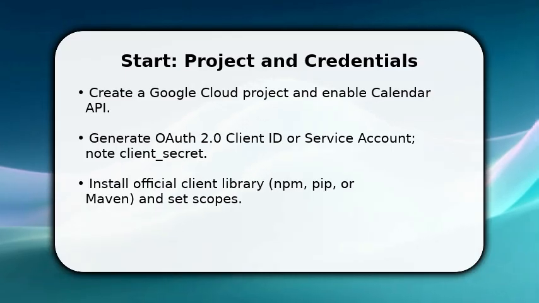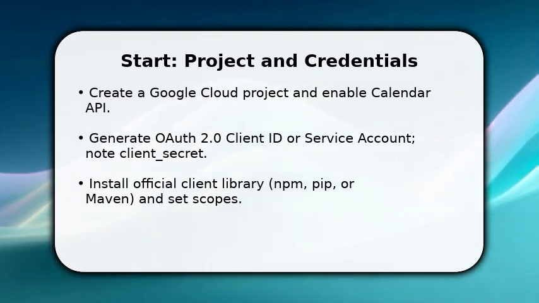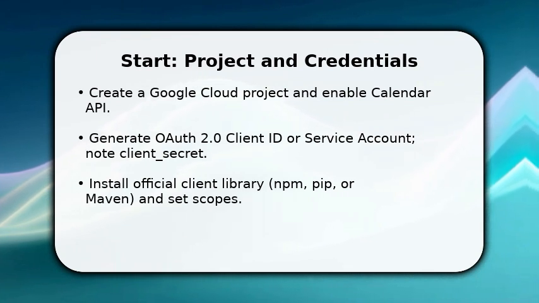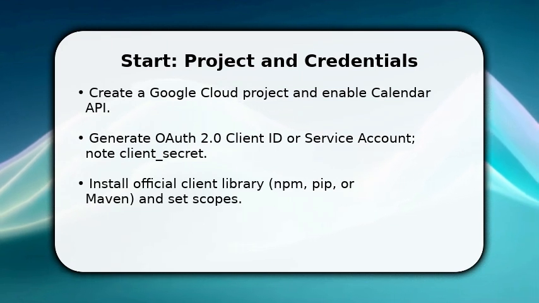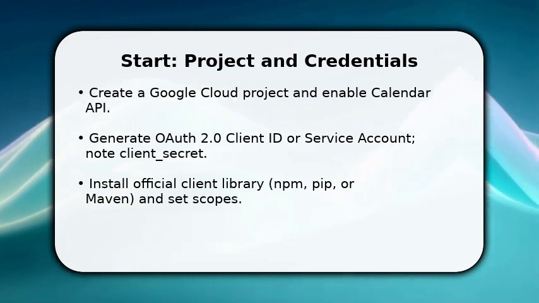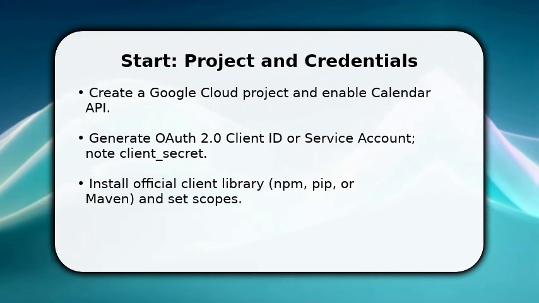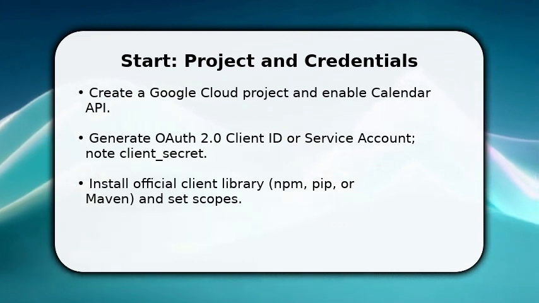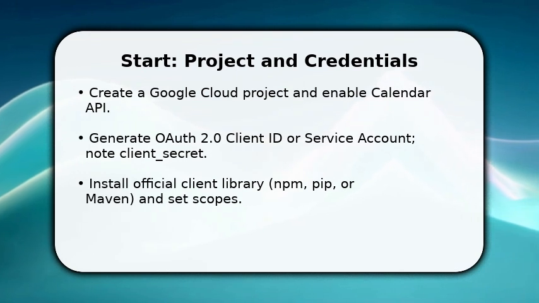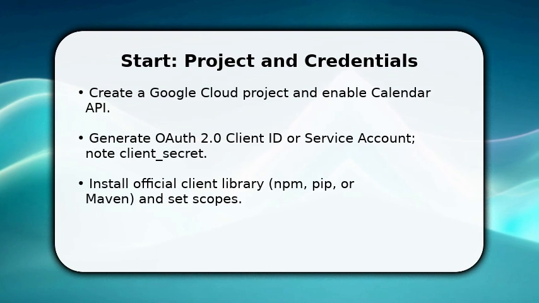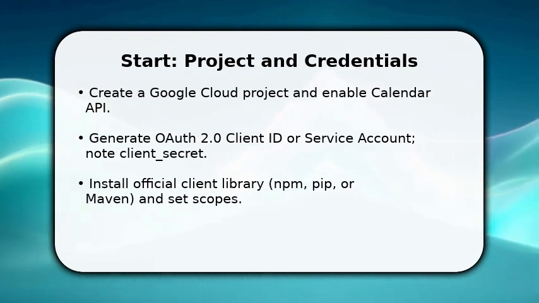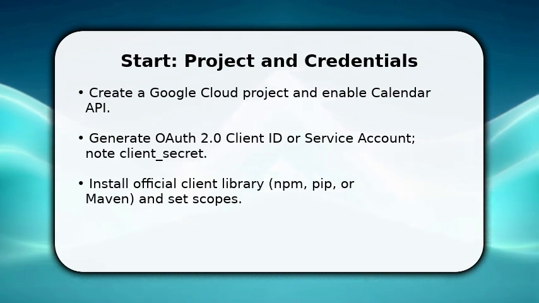You begin by creating a cloud project and enabling the Google Calendar API. This gives you the endpoint to work with. Next, generate OAuth 2.0 credentials or a service account because those determine how your app authenticates. Once done, install the official client library for your language and declare the calendar scopes you need. Make sure to save client ID and client secret securely and to add redirect URIs for OAuth. This gets you immediately into the authorization flow and ready to request tokens.